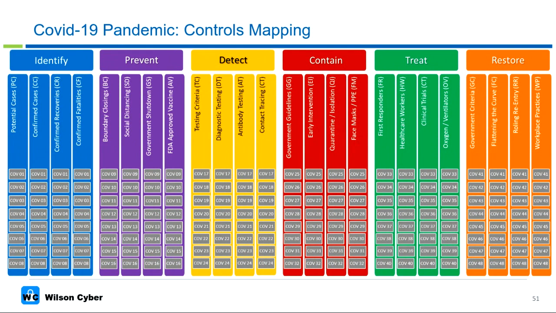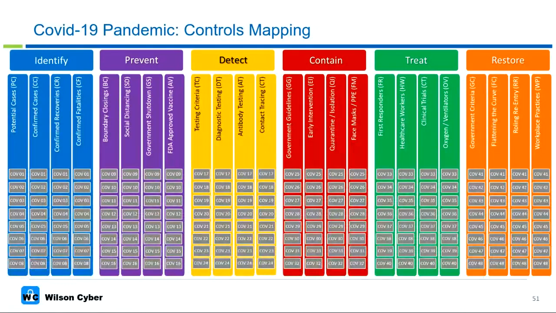The main categories are potential cases, confirmed recoveries, confirmed fatalities. Under prevent, boundary closing, social distancing, government shutdown, FDA-approved vaccine. Under detect, testing criteria, diagnostic testing, antibody testing, contact tracing. Under contain, we have government guidelines, early intervention, quarantine isolation, face masks and PPE. Under treat, first responders, healthcare workers, clinical trials, oxygen and ventilators. And under restore, government criteria, flattening the curve, rolling reentry, and workplace practices.